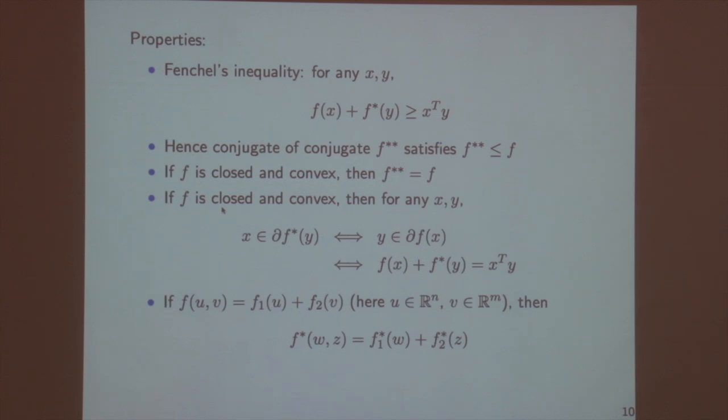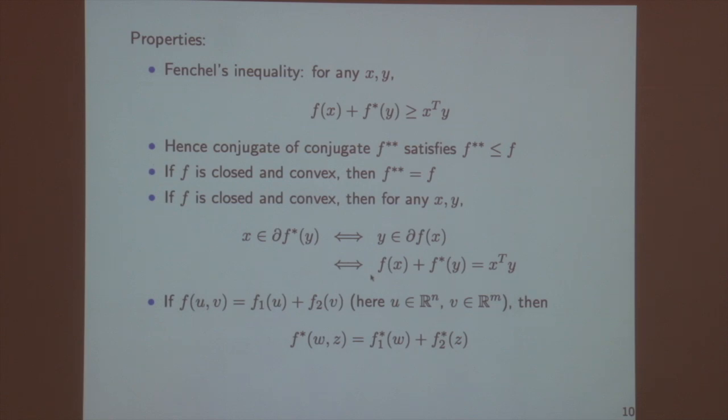Here's a very useful one. If f is closed and convex, then I can characterize subgradients of the conjugate of f via subgradients of f. So x is a subgradient of f star at y if and only if y is a subgradient of f at x. This is an equivalence for closed convex functions. This one you're going to prove in 2 steps in the homework.